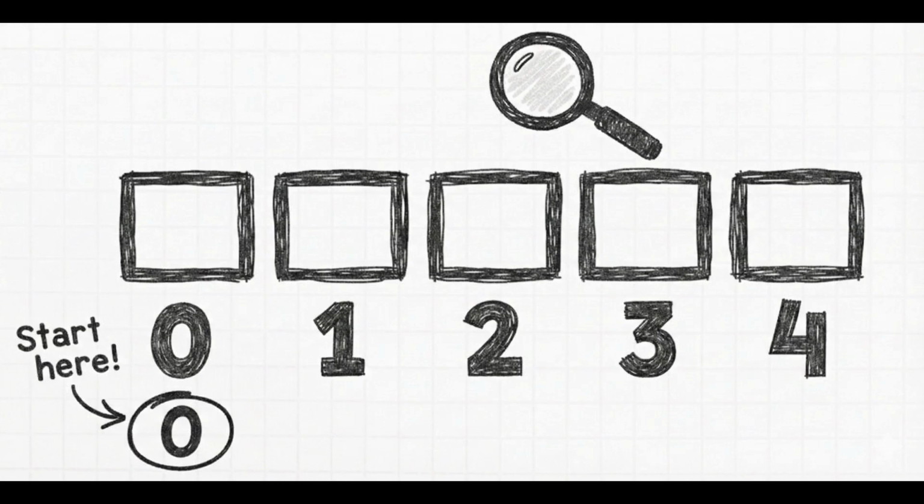Finally, we have index-based. Now, this is the secret sauce. Every single slot gets a unique number, its address, which we call an index. And here's the key thing. In programming, we always start counting from 0. So the very first item is at index 0, the second is at index 1, and so on. This is how the computer finds anything instantly.